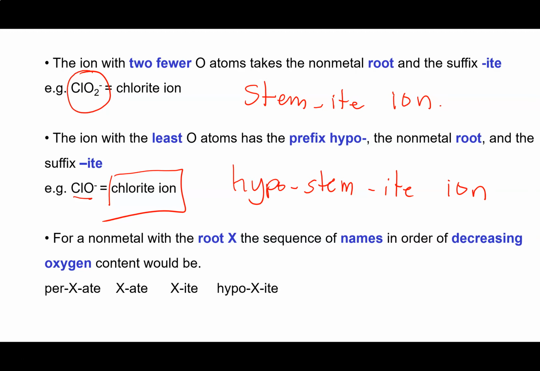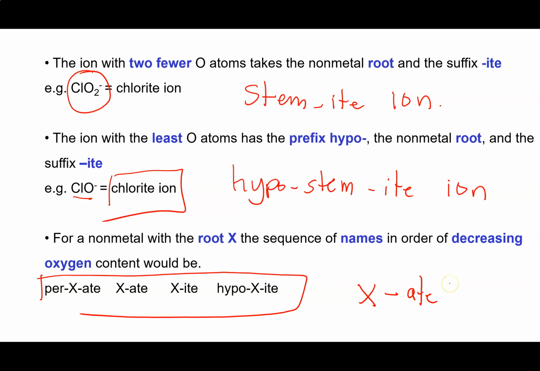So the sequence when you've got a family of 4 is that it goes per, the stem name, ate, then the stem name ate, then the stem name ite, then hypo, the stem name, and ite. When you have only 2, it goes, the one with the most oxygens is the stem name and then ate, and the one with the least is the stem name and then ite.